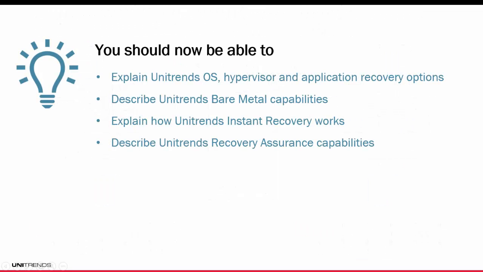So, by now, you should be able to explain the Unitrends file level, hypervisor, and application recovery options. You're going to be able to describe the Unitrends bare metal capabilities, how the different instant recovery options work for VMware, Hyper-V, and Windows, and you even have a high-level understanding of Recovery Assurance, being able to test your backups to make sure that they can recover automatically.